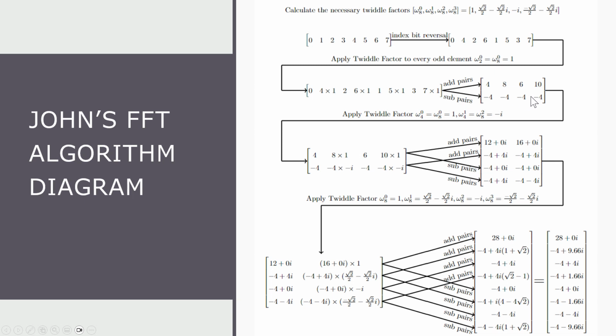Now this is repeating those two steps again, just like I said. Apply the twiddle factor to odd elements, then add pairs, add sub rows, and again, and this scales to any size. Really pretty cool.